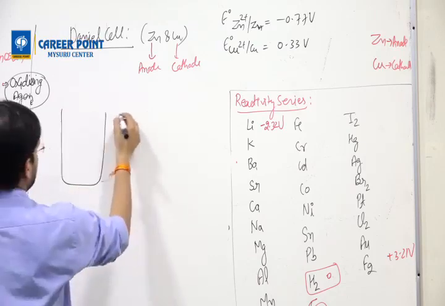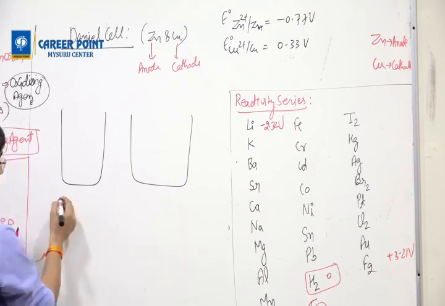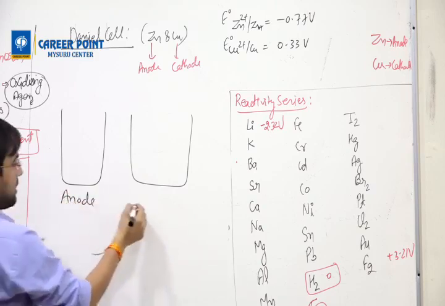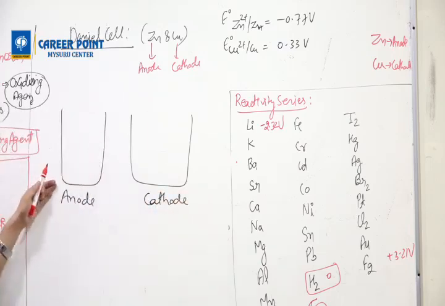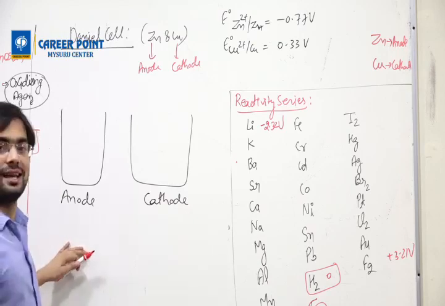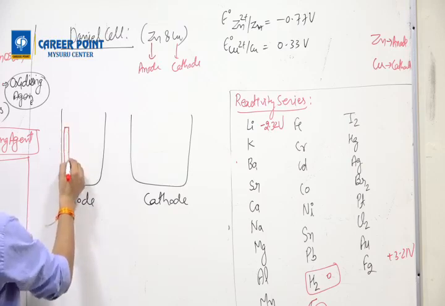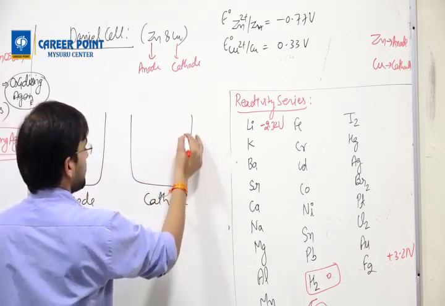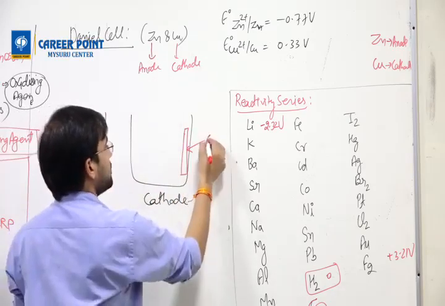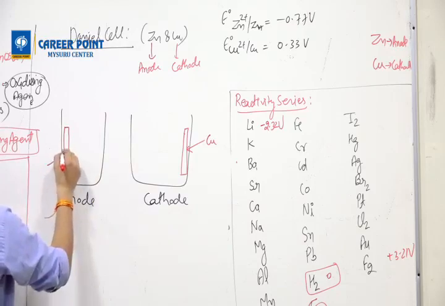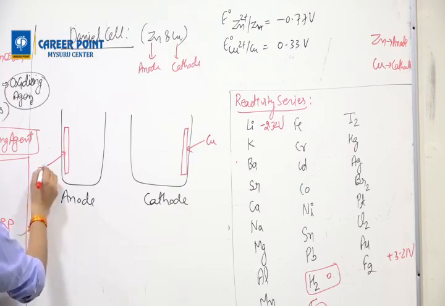Now we will draw the diagram. This side we will always draw the anode compartment, and that side the cathode compartment, because with the cell diagram I am also able to write a cell equation. I will dip an anode and a cathode also. The cathode is made up of a copper rod, and the anode is made up of a zinc rod.